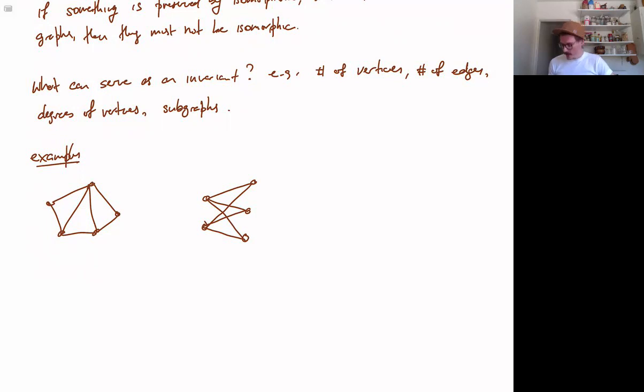But if we count the edges, if I've drawn them correctly, this guy has 1, 2, 3, 4, 5, 6, 7 edges. And this guy has 1, 2, 3, 4, 5, 6 edges. So they have a different number of edges. So not isomorphic.